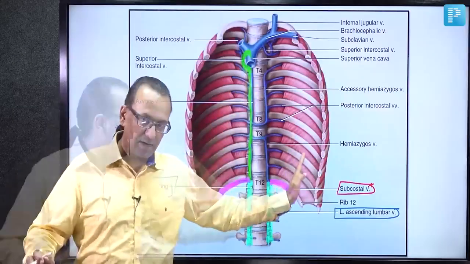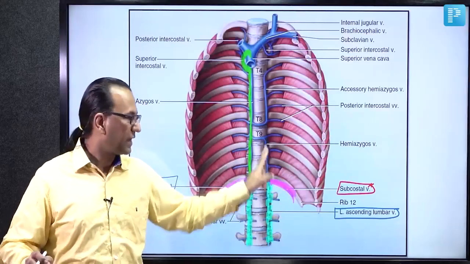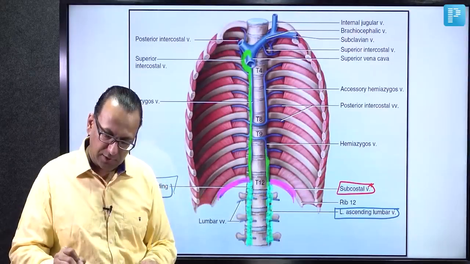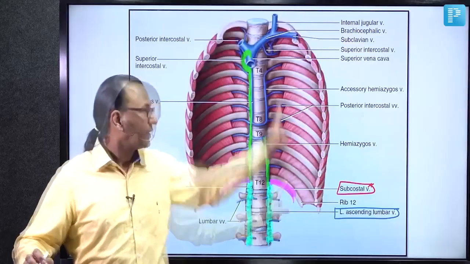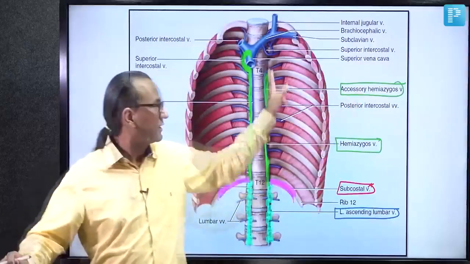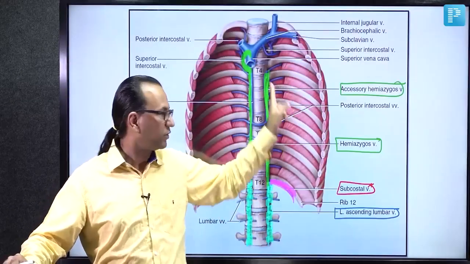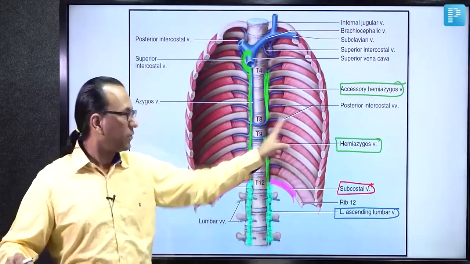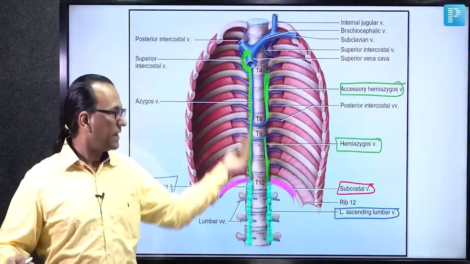And on the left side, the subcostal vein joins the ascending lumbar vein and they form the hemiazygous vein. This is the hemiazygous vein. The hemiazygous vein drains the lower intercostal spaces, whereas the upper intercostal spaces are drained by the accessory hemiazygous vein. Here is the accessory hemiazygous vein, which is draining the upper intercostal spaces, and both of them will, at the T8 vertebral level, cross the midline behind the heart and drain into the azygous vein.